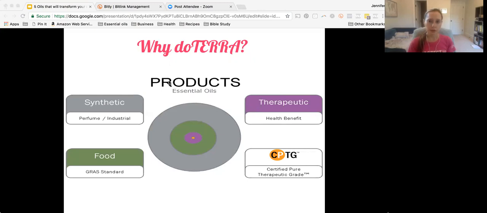So the first grade of oil that we definitely want to stay away from is synthetic. So these are your perfumes, your scented candles, your scented bath and body products. Those are just synthetic fragrances that, again, you might like the way they smell, but they are not benefiting your body at all. In fact, they're adding toxicity to your body because you're breathing in those synthetic fragrances and your body has to detox that. Okay, so you're kind of adding to that toxic load.